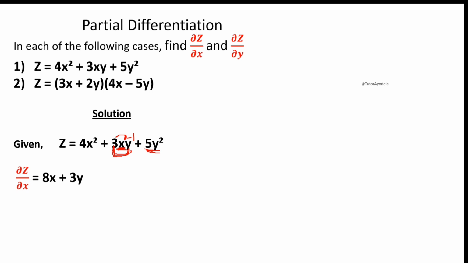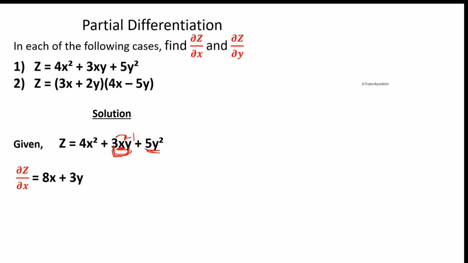So I will then have 3x raised to power 0 times y. That x raised to power 0 will give me 1. And 3y still remains the same. I will have 3y times x raised to power 0. So x raised to power 0, what will that give me? That will give me 1.